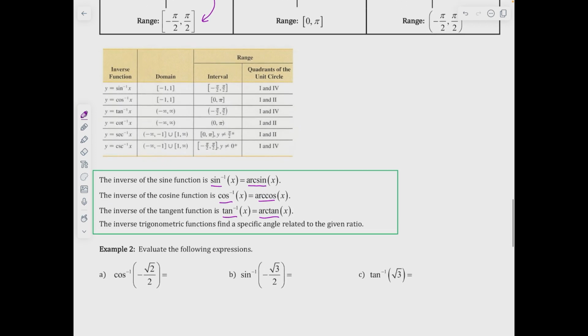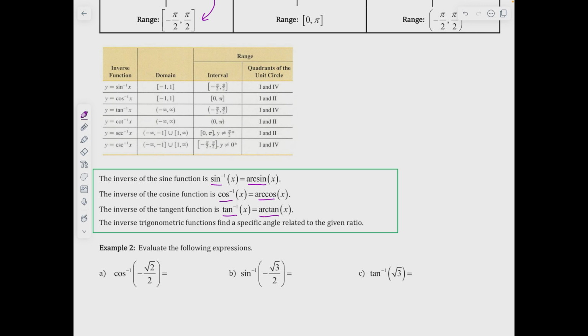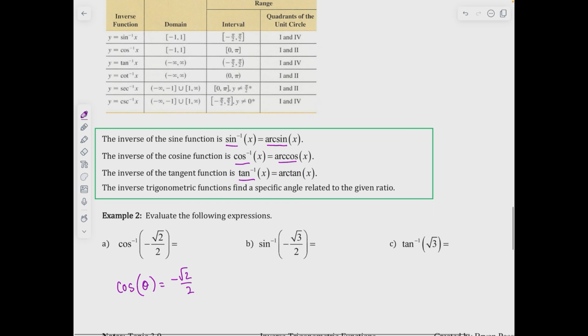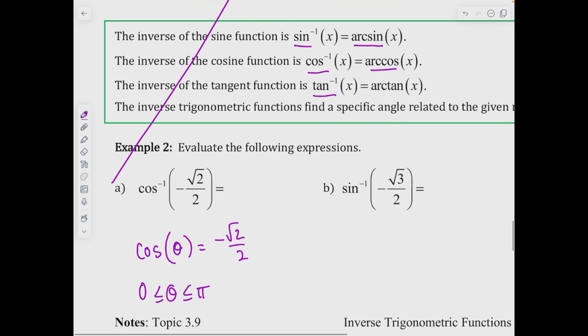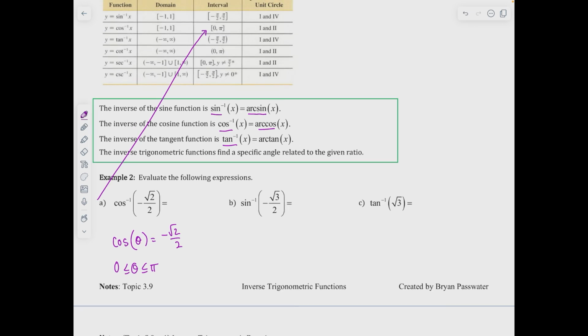So, if we take a look at example number 2, evaluate the following expressions. I'm going to pause here and let you guys try, and then we're just about done. So inverse cosine of negative root 2 over 2. What they're asking you is this: cosine of what angle will give me negative root 2 over 2? But here's the stipulation. Inverse cosine happens to have a range from 0 to pi. So theta, your answer, can only be between 0 and pi. So what angle between 0 and pi will give me the output of negative root 2 over 2? And that will be the same for part B and part C.